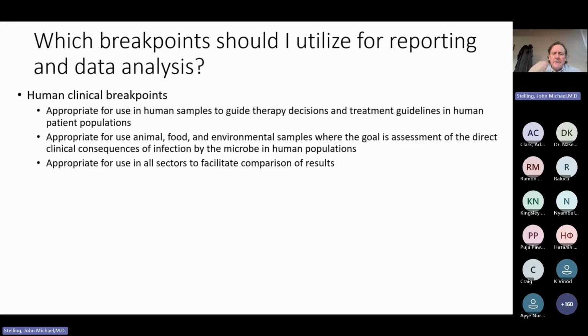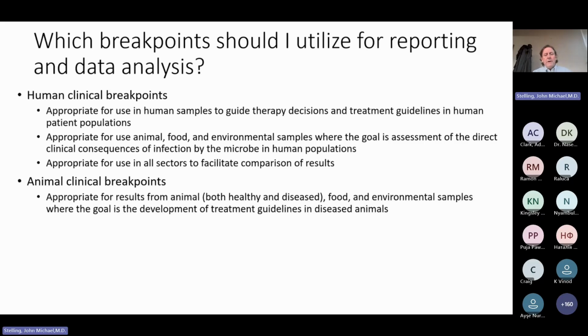It also helps to facilitate comparison. If you want to compare the human, animal, and food data, it makes sense to use the same breakpoints across the board. Otherwise, you may come up with conclusions that have more to do with the breakpoints than actually the microbiological differences. So human breakpoints make very good sense if you're working with human data. They also make good sense if you're working with animal, food, environmental data, if one of your objectives is contributing to the discussion about the human health risks.